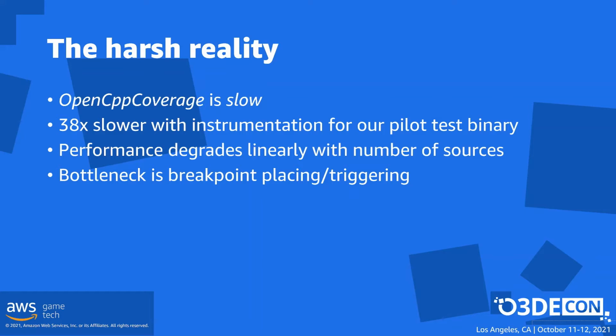However, the pilot test binary which we chose to measure the performances of OpenCPP coverage was 38 times slower than running it without OpenCPP coverage. As we saw in the previous graph, the performance degrades linearly with the number of sources just for the breakpoint placing. Therefore, the bottleneck is in the breakpoint placing and breakpoint triggering.